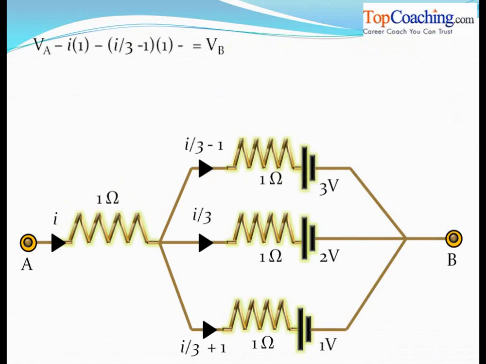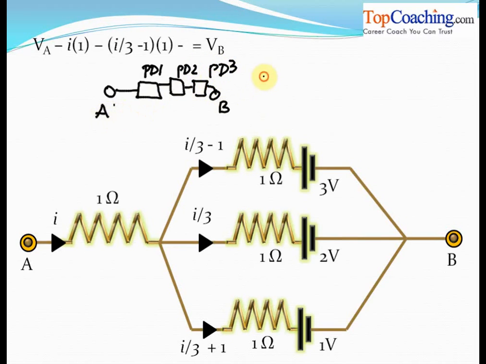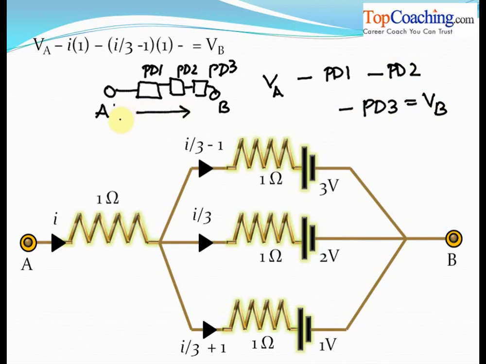Now, we will apply a special form of Kirchhoff's law to arrive at the value of I and the potential difference between VA and VB. You see, whenever you are given two points, A and B, and a lot of circuit elements which have potential drops PD1, PD2 and PD3, in that case, you can always remember that VA minus PD1 minus PD2 minus PD3 equal to VB if a current is flowing from A to B.